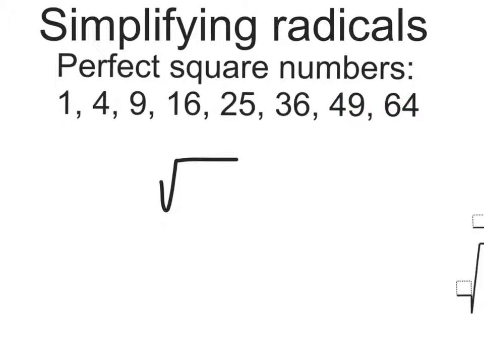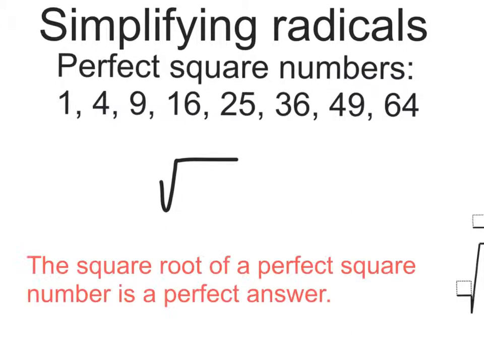going forever. So one thing that we need to know is that the square root of a perfect square number is a perfect answer. So what I'm trying to say is, if you have any of these guys inside here, you get a nice, beautiful answer, right? The square root of 9 equals 3. The square root of 25 equals 5. The square root of 64 equals 8. So it doesn't matter what perfect square number you have in there, you're going to get a nice, perfect answer when you take the square root of a perfect square number.